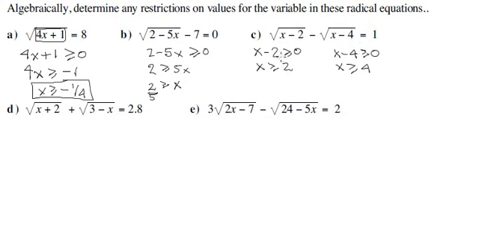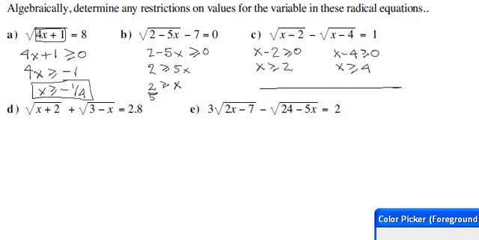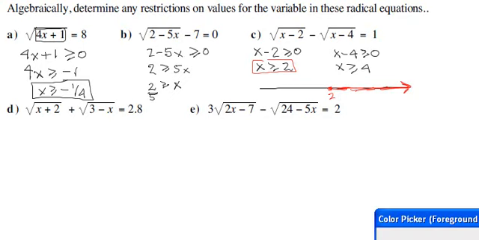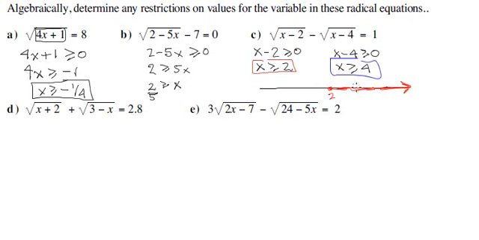Now, when there's more than one inequality, we need to find the place where they both overlap. We need to satisfy both of them at once. Here we have one inequality, this one, saying that your number has to be 2 or higher. And then we have a second inequality, just changing colors, here, which says it has to be 4 or higher.